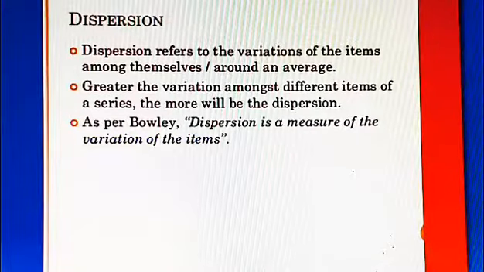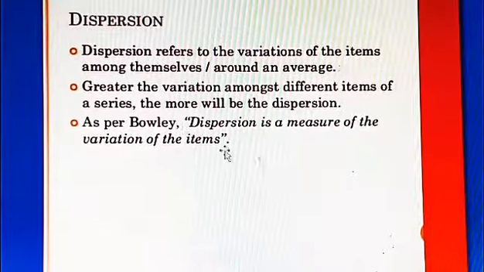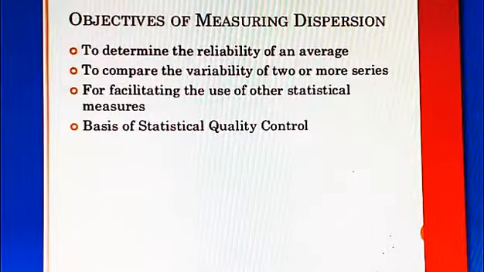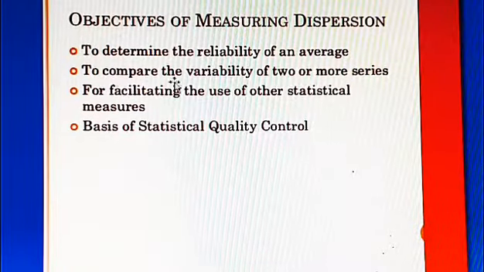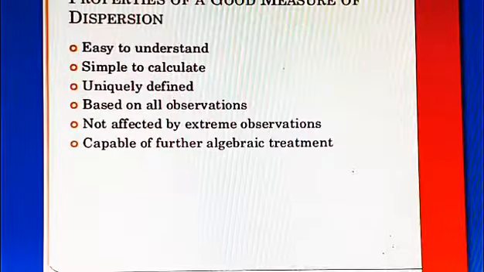So with this we come to an end of measures of dispersion. What is dispersion? It is the variation of items around an average. The greater the variation, the more will be the dispersion. So dispersion is a measure of variation of items, and the main objective is to determine the reliability of an average, to compare the variability, and it is used in statistical measures.